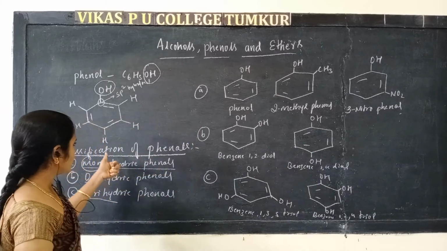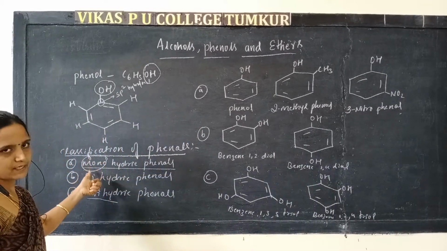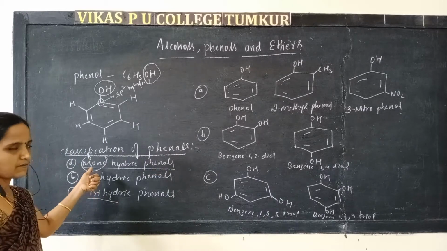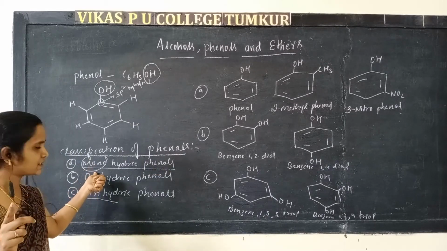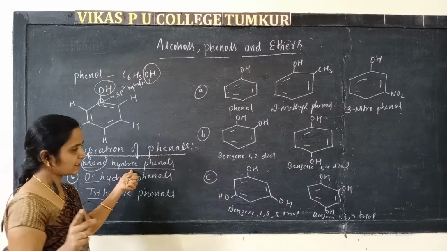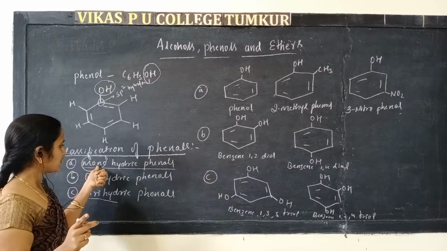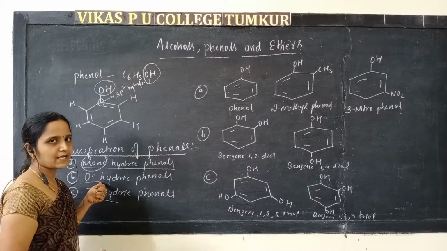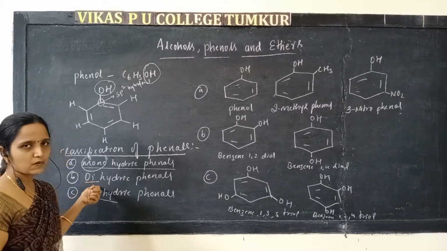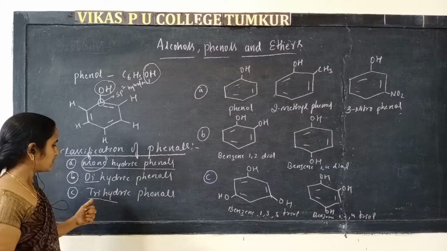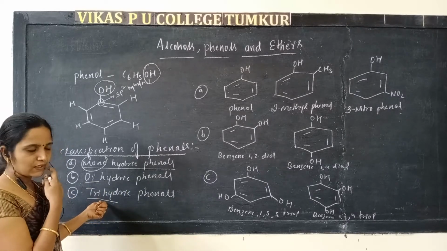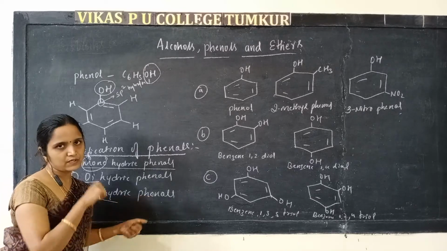Based on this, phenols are classified into these 3 types: mono, di, and tri. If only one OH group is attached to the aromatic ring, we call them monohydric phenols. If 2 OH groups are attached, we call them dihydric phenols. If 3 OH groups are attached, we call them trihydric phenols.